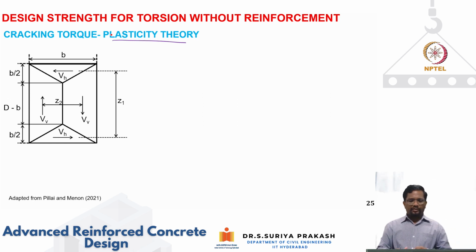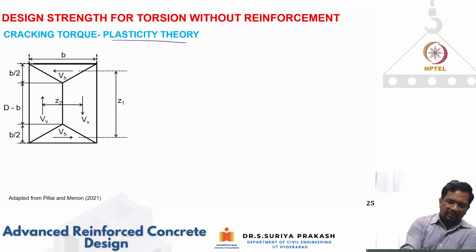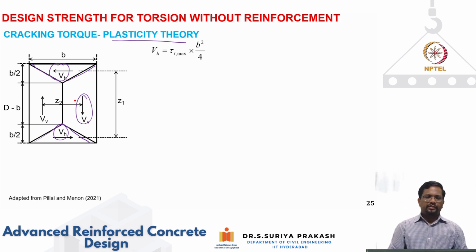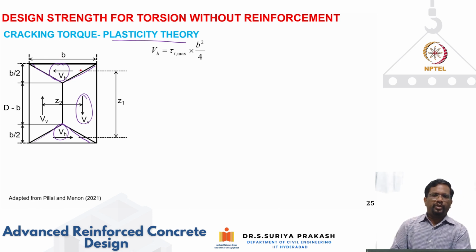So let's say I take this typical rectangular section with b and D, and let's say this entire section is getting plastified with maximum shear stress tau max. If I divide this section into triangles and these trapeziums, I can calculate tau max, so I can calculate the values for VH and VV. How do we do that? This is basically nothing but the area of this triangle. This is b by 2 and this is b, so the area is going to be 1 by 2 multiplied by b into b by 2, which is b square by 4.